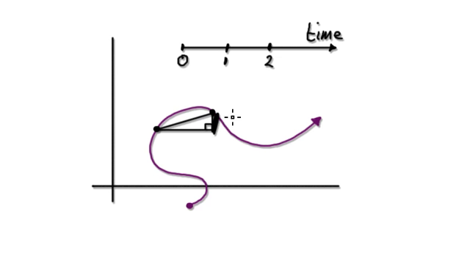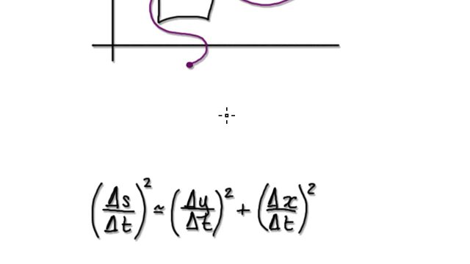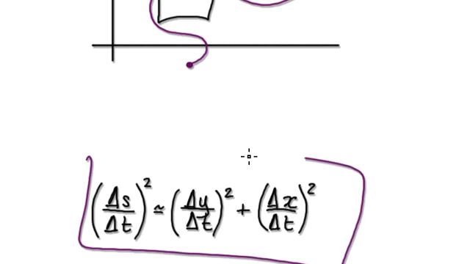So get this speed, square it, and then get this speed, square it, and then the actual path here is approximately this. So you can make this statement here.